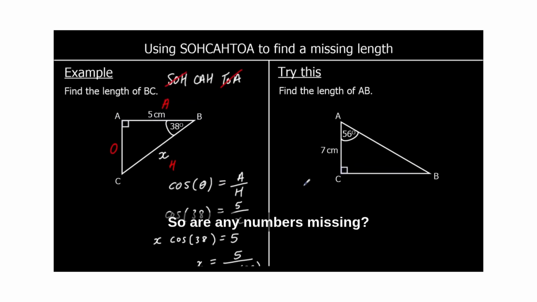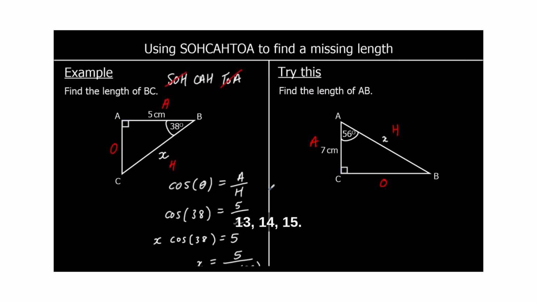And one for you to try, so give this one a go. So we're finding the length of AB, which is going to be x. And let's label the triangle first. So we are finding the hypotenuse. So that's H. Opposite the right angle is H. Opposite the angle we've been given is called the opposite. And in between the angle and the right angle is called the adjacent.